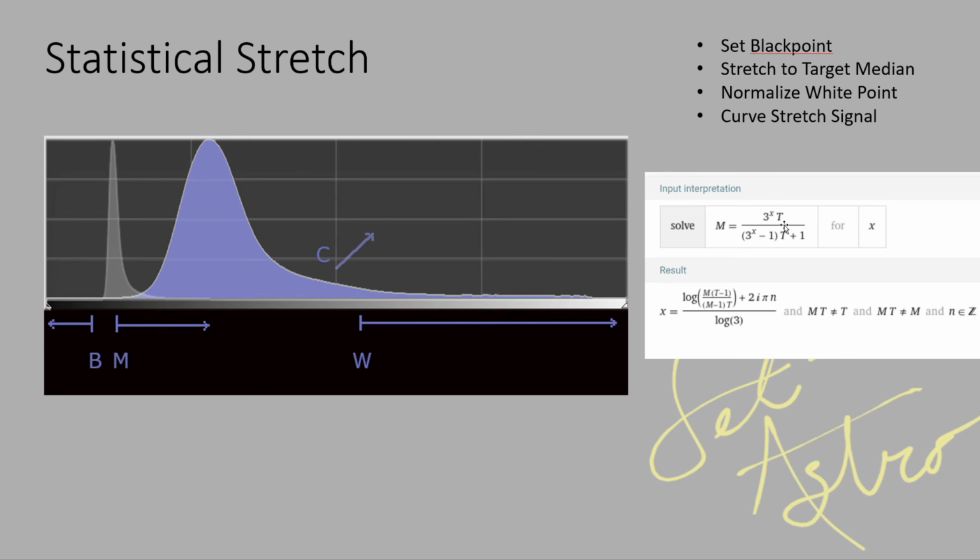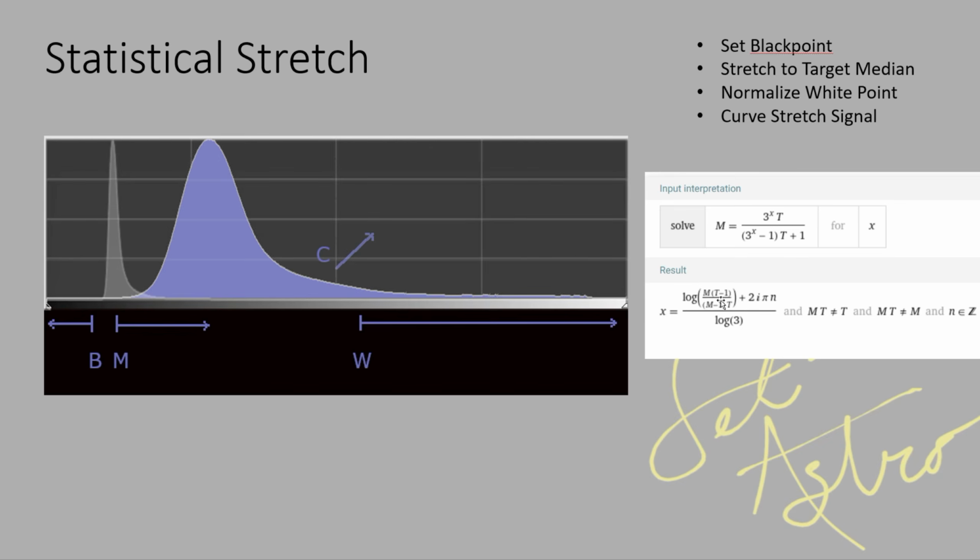And this could be solved analytically. It could be solved exactly. It's this nasty looking log of all this stuff. You don't need the 2i pi n. That's fine. All over the log of 3. It's kind of ugly looking, but that will be the exact solution if you want to set a target median of like 0.25 and you know the current image's median.